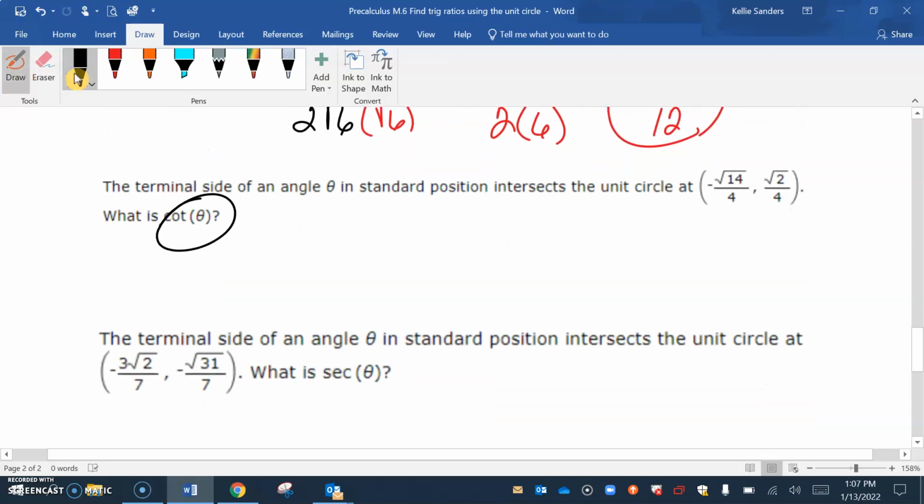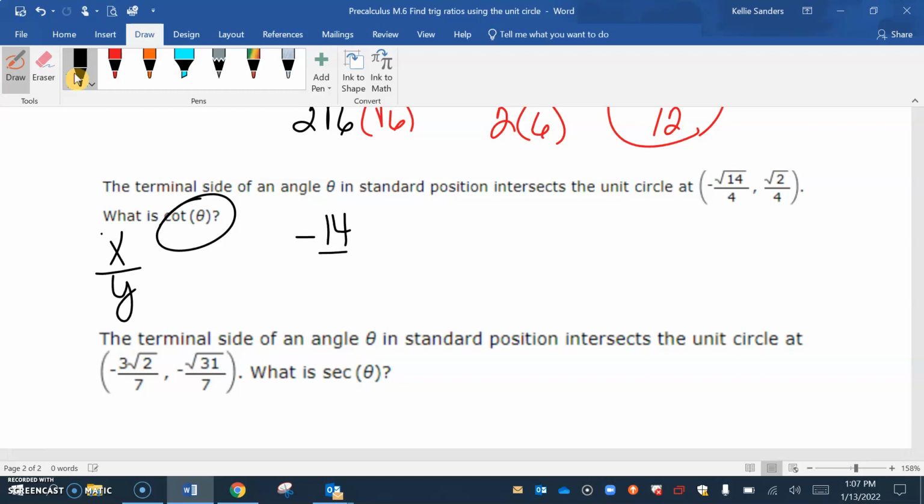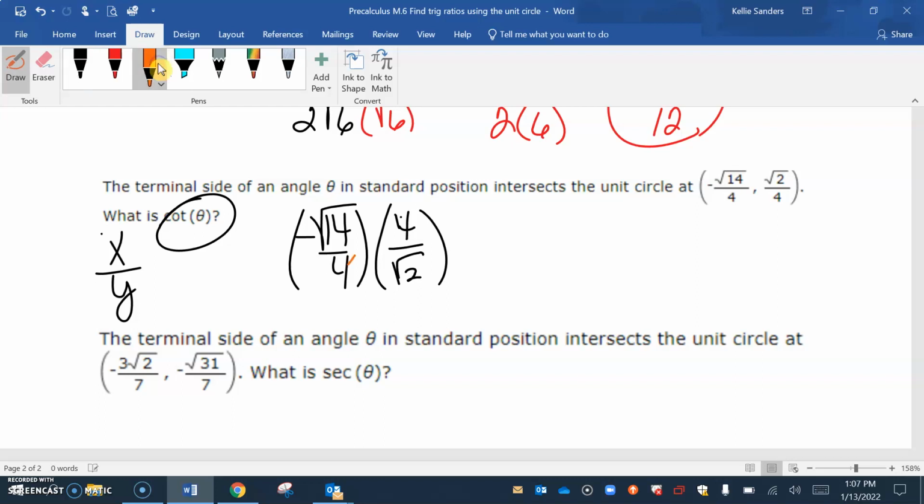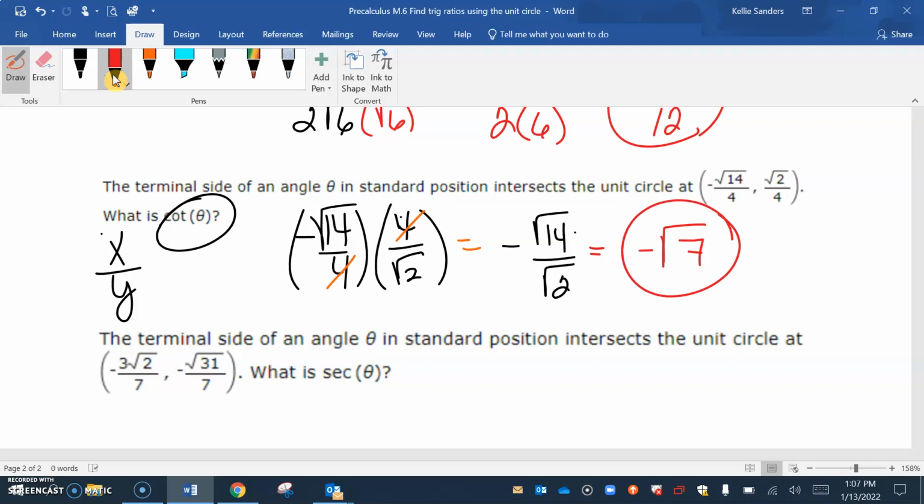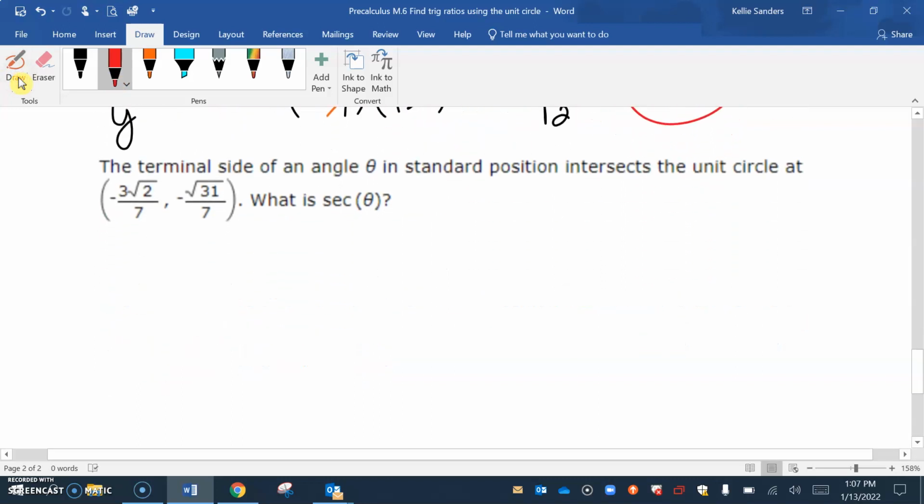Cotangent. So if tangent is y over x, cotangent is x over y. So we have negative square root of 14 over 4. I'm going to flip the y and take it to the top to get 4 over square root of 2. The 4 and the 4 will reduce. We have negative square root of 14 over square root of 2. Since the 14 and the 2 are both inside the square roots, I can reduce that and it becomes negative square root of 7 over 1. So just negative square root of 7.